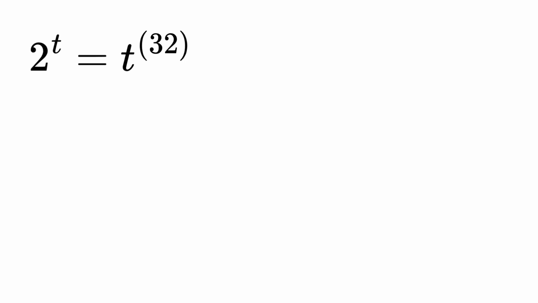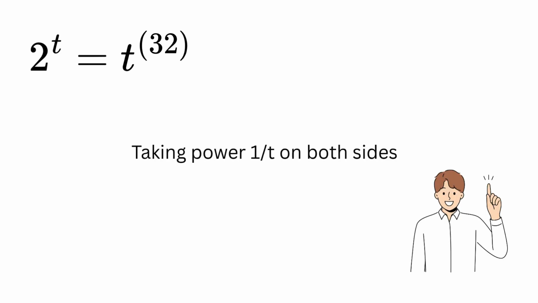Now at first glance, this equation looks complicated because the variable t is in the exponent on both sides, but with different bases. So, we'll use a smart trick. Take powers on both sides of the equation to simplify and compare the exponents.